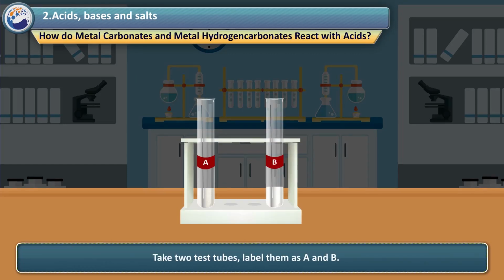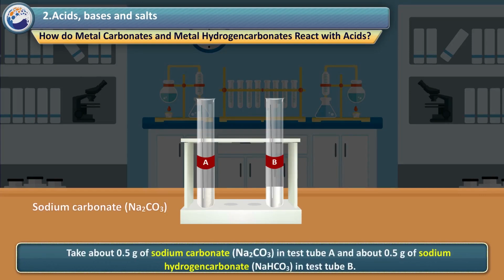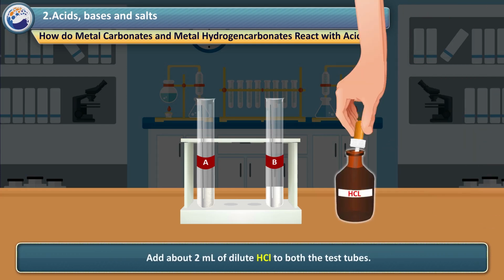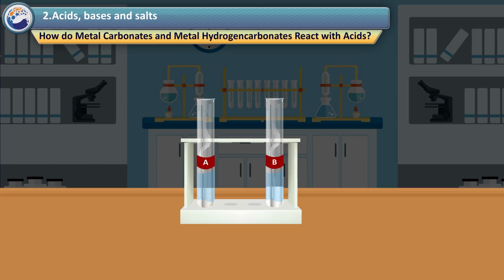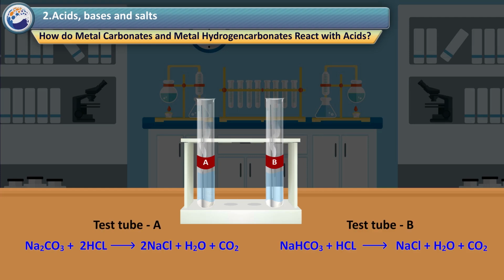How do metal carbonates and metal hydrogen carbonates react with acids? Take two test tubes, label them as A and B. Take about 0.5 grams of sodium carbonate, Na2CO3, in test tube A and about 0.5 grams of sodium hydrogen carbonate, NaHCO3, in test tube B. Add about 2 ml of dilute HCl to both the test tubes. What do you observe? Pass the gas produced in each case through lime water, calcium hydroxide solution, and record your observations. The reactions occurring in the above activity can be written like this.